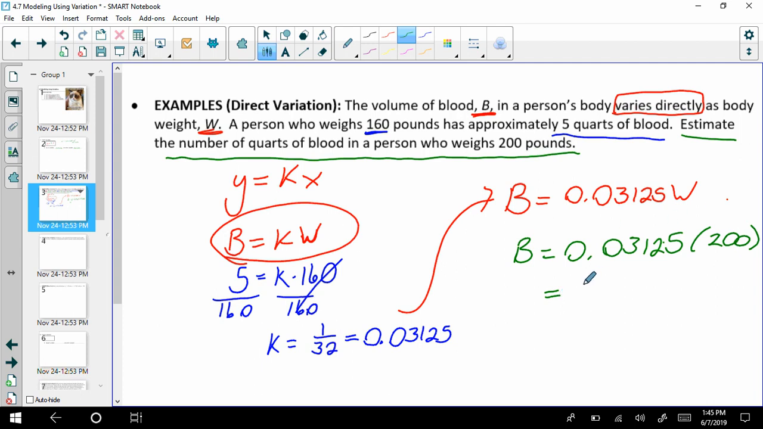So if I multiply those together, I get 6.25, and now I want to label. What is this representing? Well, it's representing the volume of blood. So that's quarts. So what does this mean? Well, keeping this relationship consistent, if a person weighs 200 pounds, I can estimate that their body will contain about 6.25 quarts of blood.